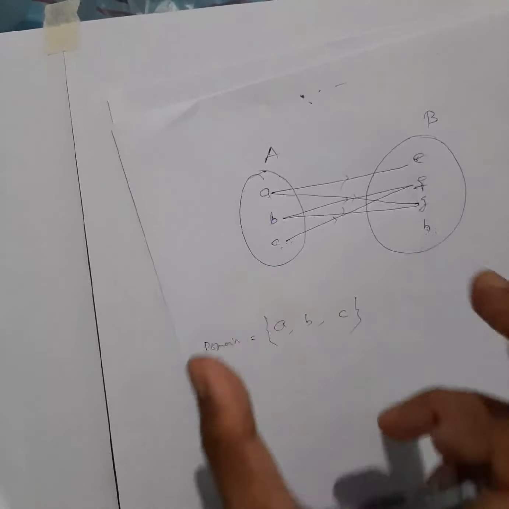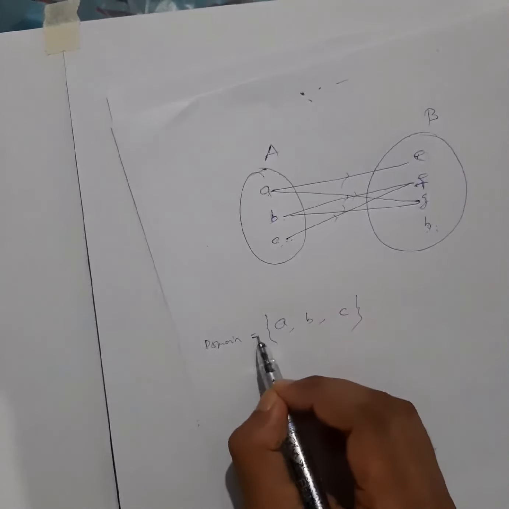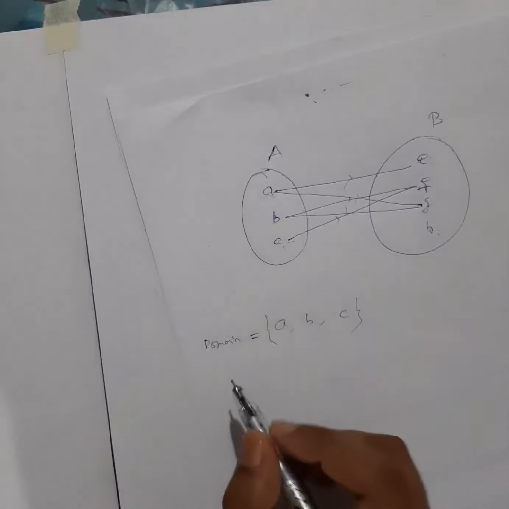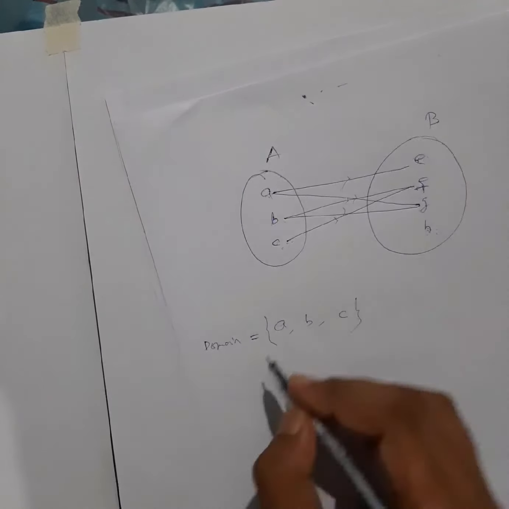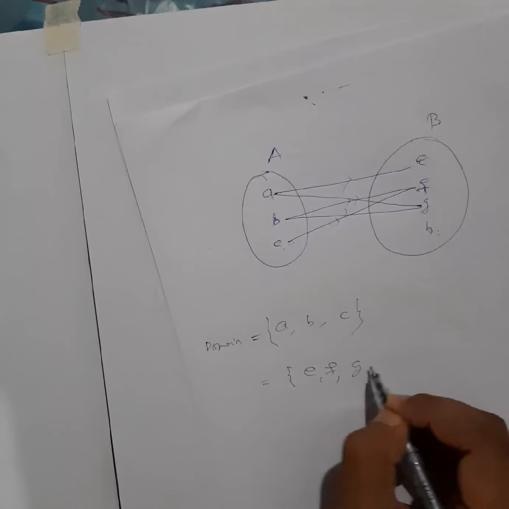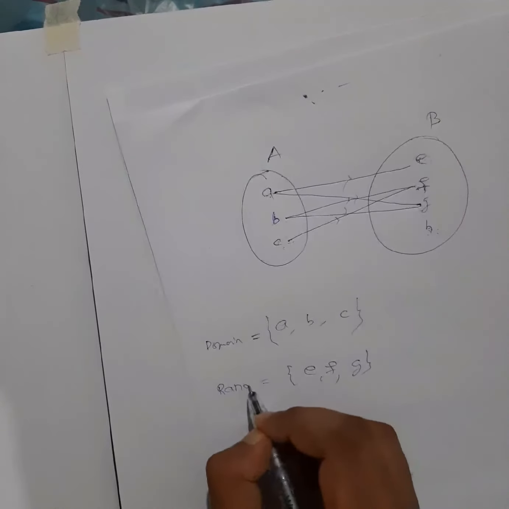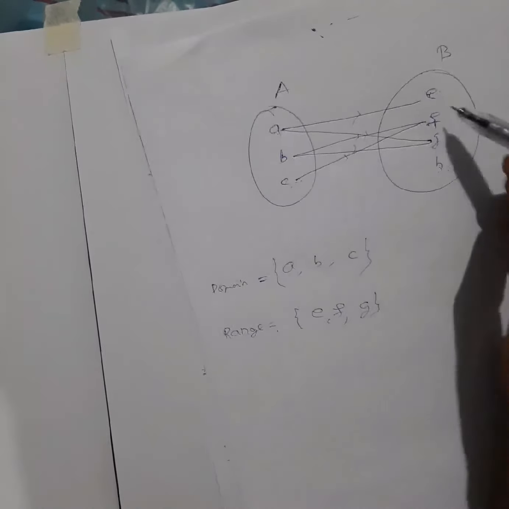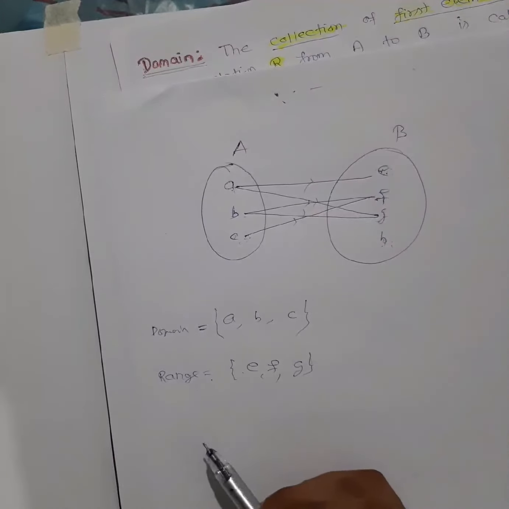Right now try to understand like this. We will discuss this again in detail when we discuss function. So try to concentrate well. What is the domain here? Now what about this collection of images? They have also given it a name. So if I collect all the images, then this is called range. Collection of all images is called range.